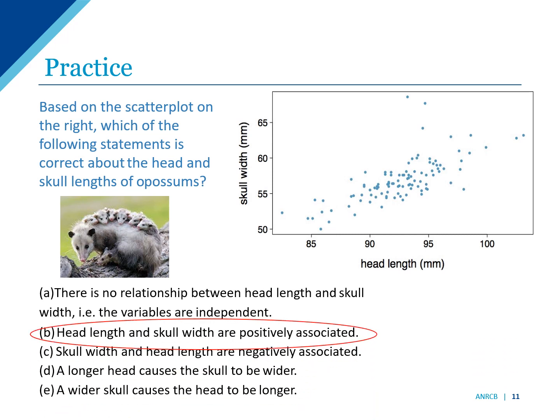The correct answer is B, head length and skull width are positively associated, which we can see by the grouping of data points in the scatter plot. Now, it's possible that either D or E are also true, but we cannot infer causality from an association. So we choose statement B because it does not imply causality, only association.